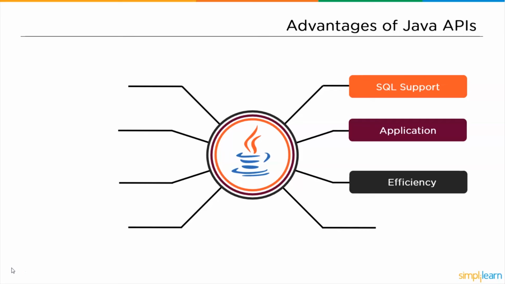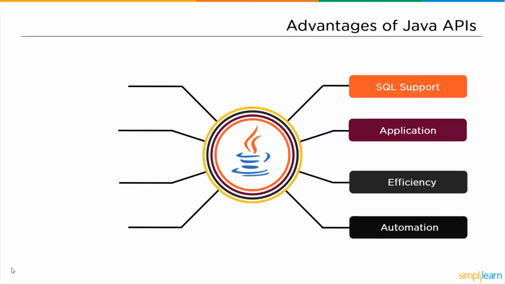Next, we have efficiency. Java's APIs are highly efficient because they enable rapid application development. Also, the data that the application generates is always available online. Next, we have the automation. APIs allow computers to automatically upload, download, update, and delete data without human interaction.